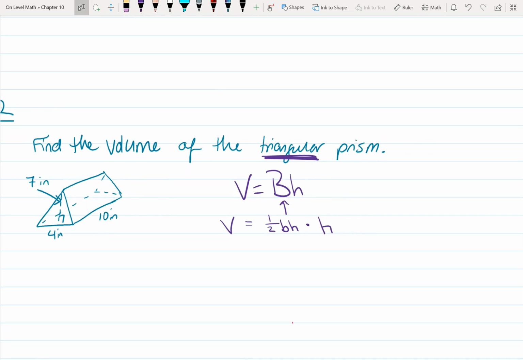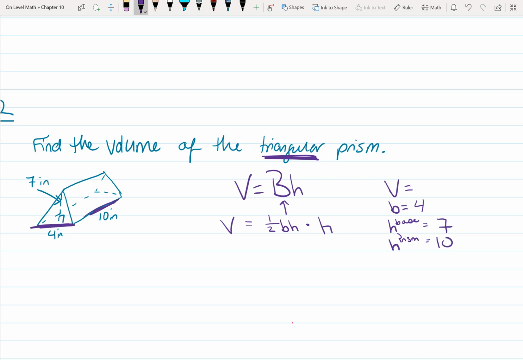And again, as always, we're going to label what we know. V, got B for the base, I've got height of the base, and I've got height of the prism. Be sure to write that down. All right. Since we don't know volume, I'm leaving it blank. The base is that 4 inches. The height of the base is that 7 inches. The height of the prism is this 10 inches.